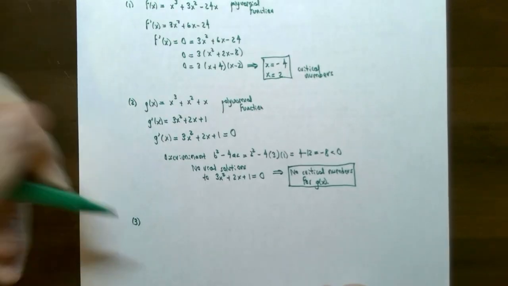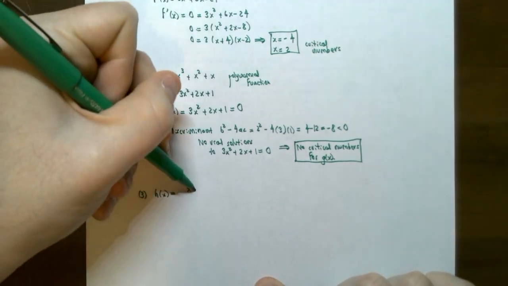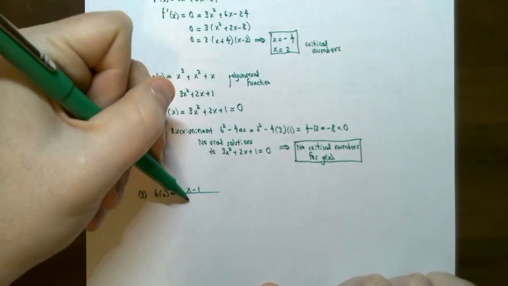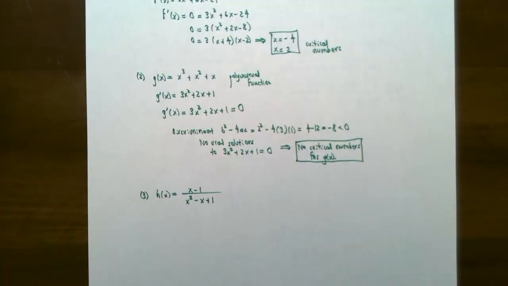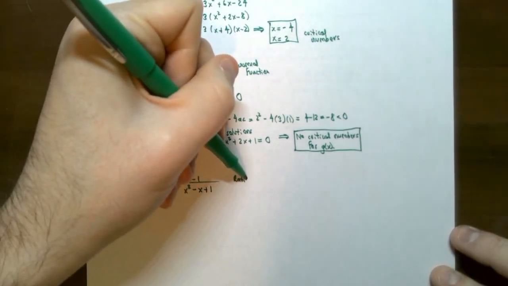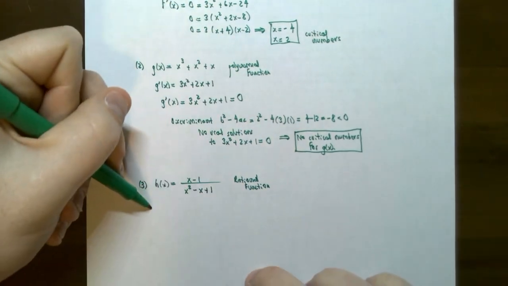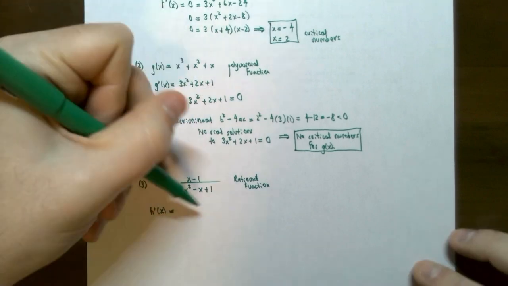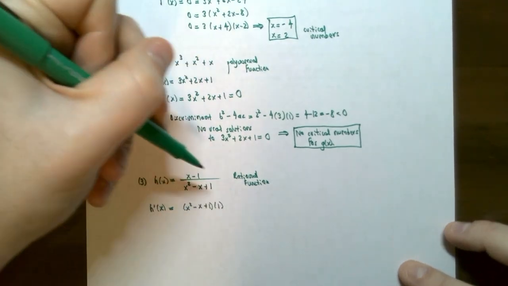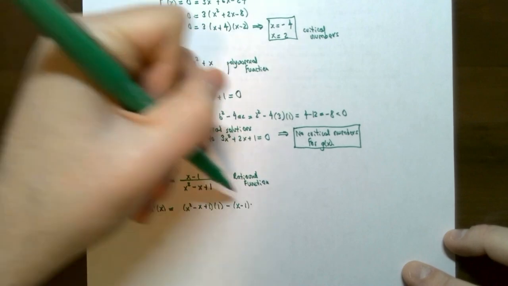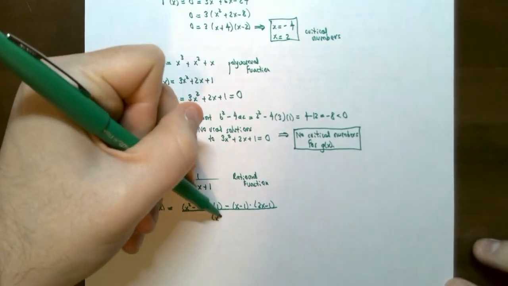Number three, how about a rational function? h of x equals x subtract 1 divided by x squared subtract x plus 1. So this is a rational function. Take the derivative. Find your critical numbers. So use the quotient rule to find the derivative. So low times the derivative of the top, d high, minus high, d low, which is 2x minus 1, all divided by the denominator squared.